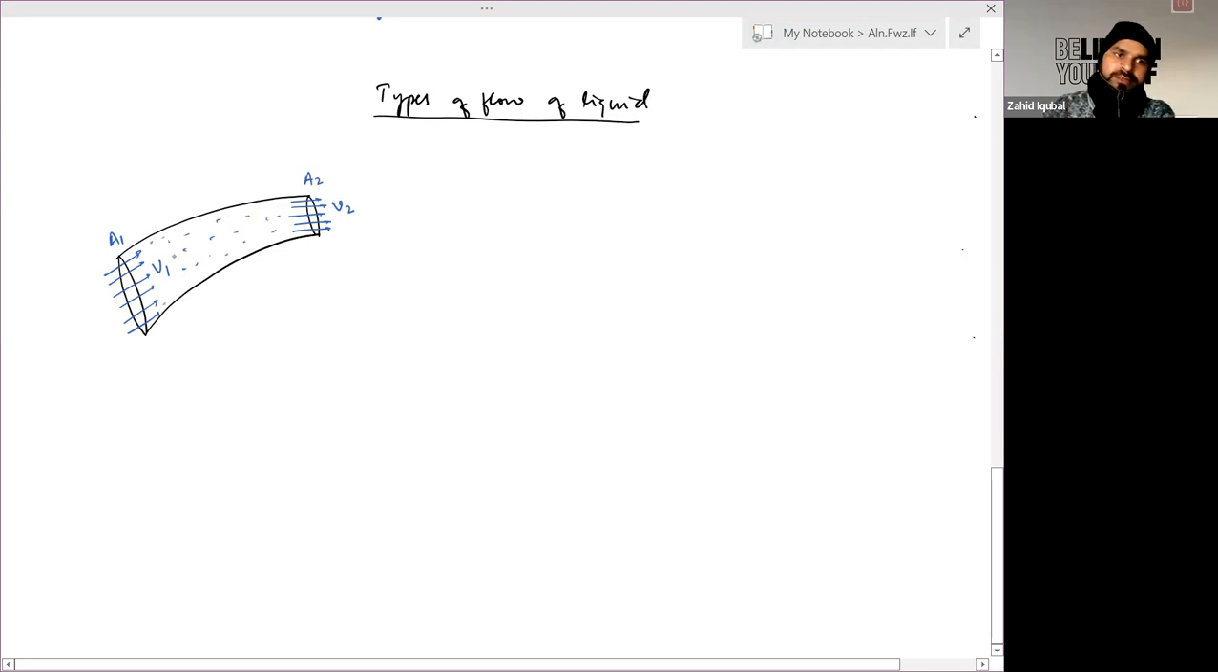So this could be possible only if there is no viscosity. So the liquid should be non-viscous, it should be incompressible, and it should be irrotational. Then the above criteria will be possible in this case. So this type of flow is called ideal flow, or streamline flow. So this is an ideal situation.